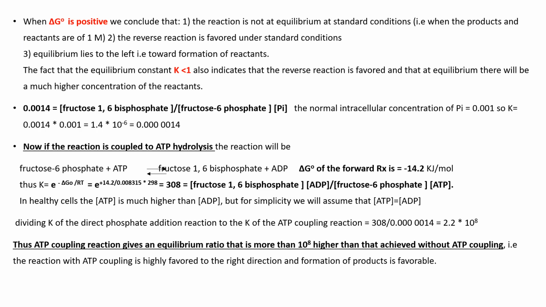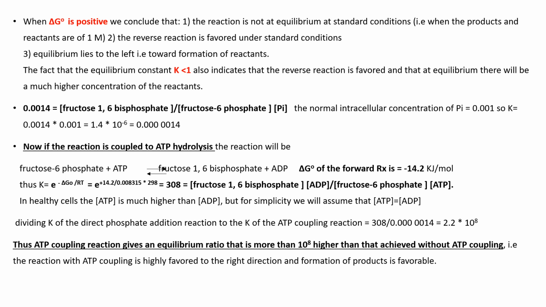When delta G naught is positive, we conclude that the reaction is not at equilibrium at standard conditions. We also conclude from this positive delta G naught that the reverse reaction is favored under standard conditions. A third thing we conclude is that the equilibrium lies to the left, toward the formation of reactants.